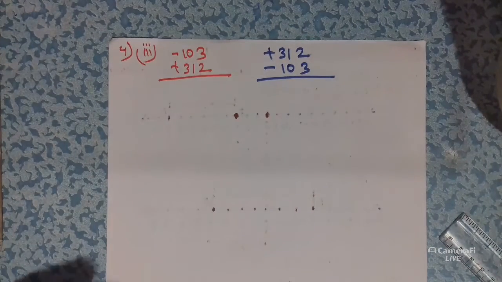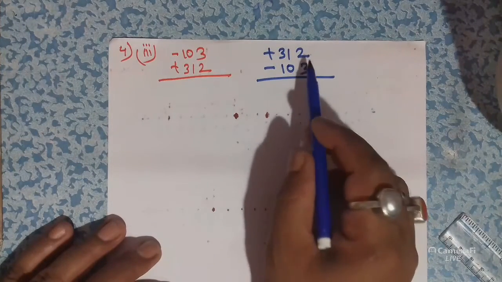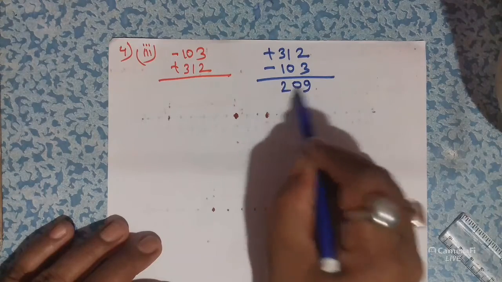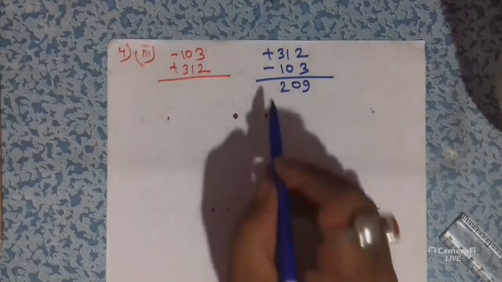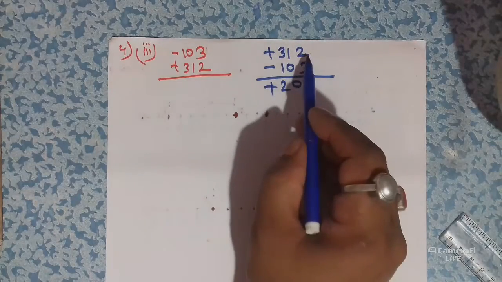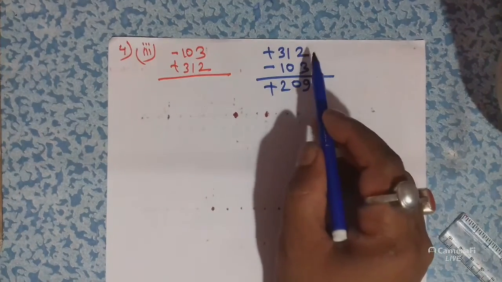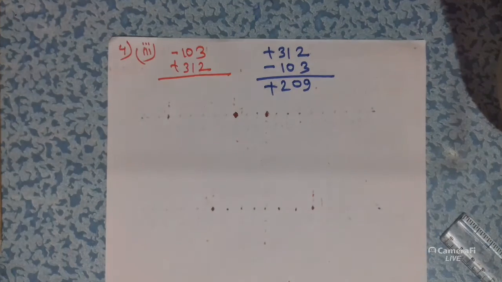Now you can subtract. So when we subtract these numbers, we will get 209, and the sign is obviously positive because 312 is the largest number and its sign is positive, so that's why we have to give a positive sign. Okay students.